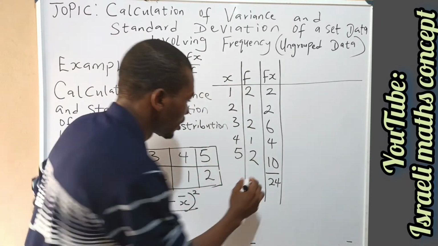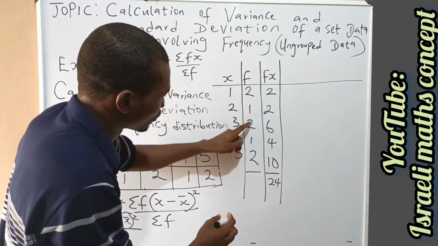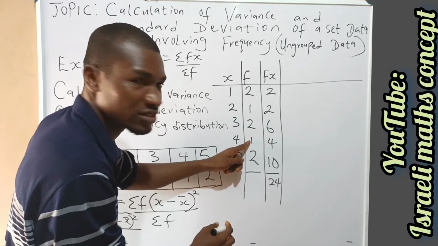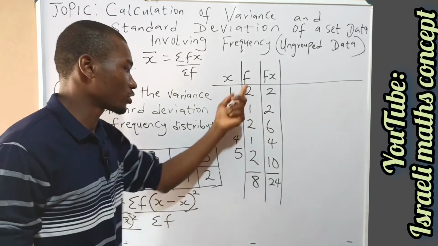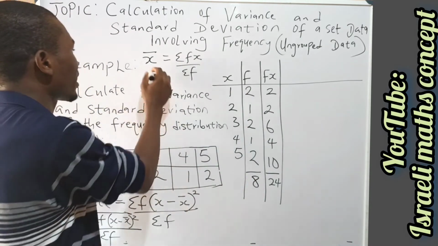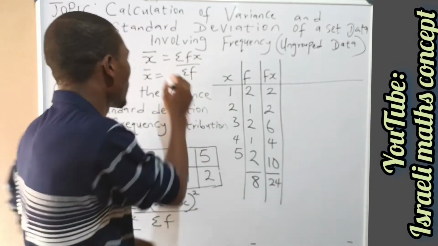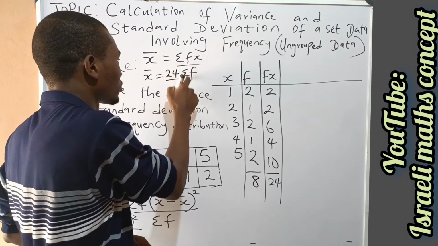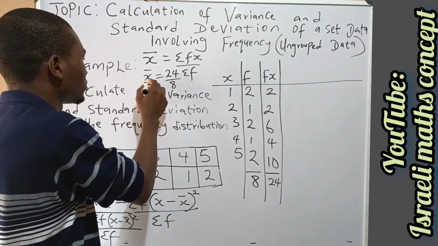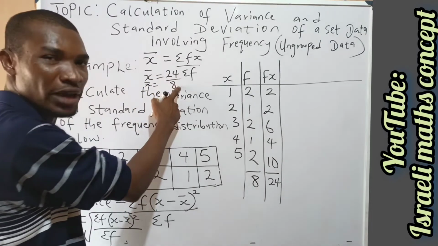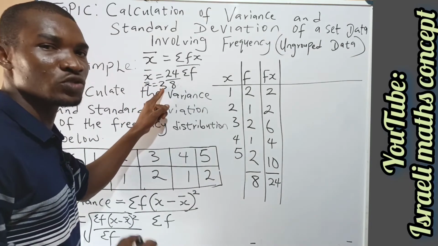Summation of f means to sum all the frequencies. Summing our frequencies here, we have 2 plus 1 is 3. 3 plus 2 is 5. 5 plus 1 is 6. And 6 plus 2 is 8. So basically, we found our summation of f. So our bar x, which is our mean, is equal to summation of fx, which is 24, divided by summation of f, which is 8. 24 divided by 8 gives us 3. So our mean, bar x, is equal to 3.